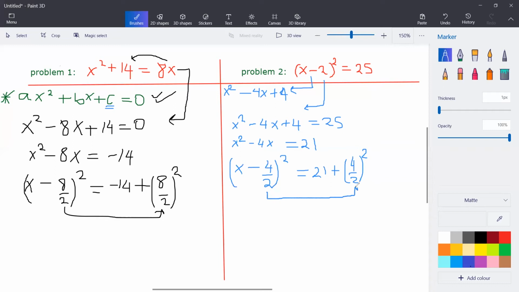This same entity there is what I add on the right-hand side, all right? It's always added. That way, I have completed the square, all right? So from there, what do we do? Let's get back to the first question now.